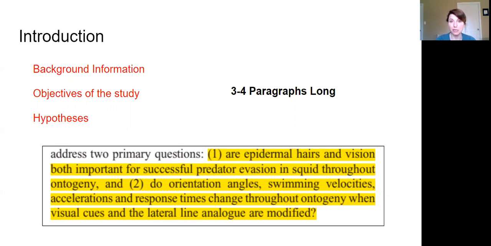You're also going to want to be really clear about the objectives of your study. Below I highlighted a few of the objectives of my study. And you're also going to want to be clear about what your hypotheses were. So typically an introduction is going to range between 3 to 4 paragraphs, with that last paragraph outlining your objectives and your hypotheses.